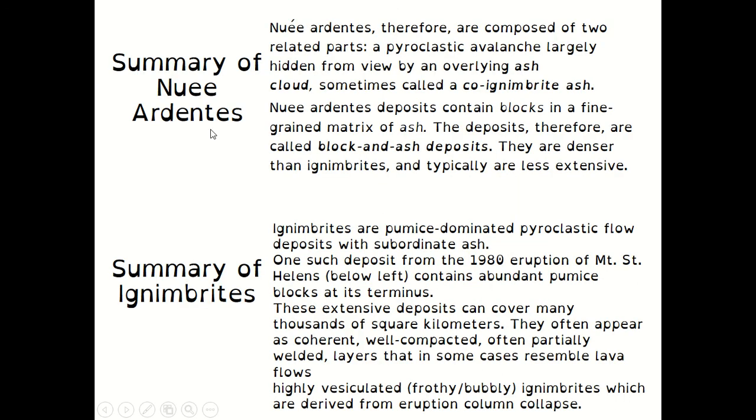And they can be split into 2 types, nuées ardentes or ignimbrites. So the first one then, nuées ardentes. These are basically where there's ash overlying what's going on inside the blocks. It tends to be fine. They don't go as far as ignimbrites, but they are hotter than the other one, and they move a bit faster as well. Ignimbrites then tend to cover a much larger area. They're less compacted, so they're more fluid and basically can reach further as a result of that. Mount St. Helens was an example of that.